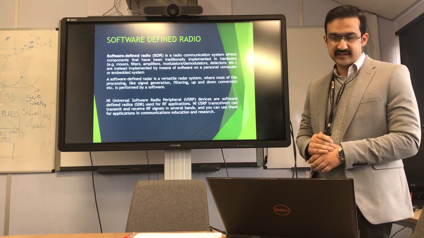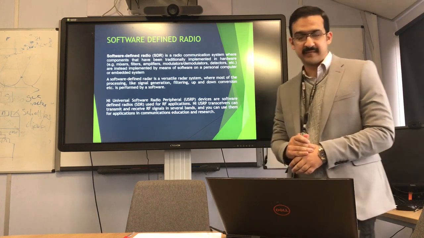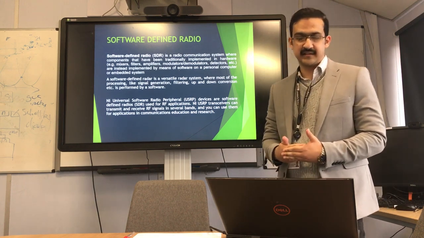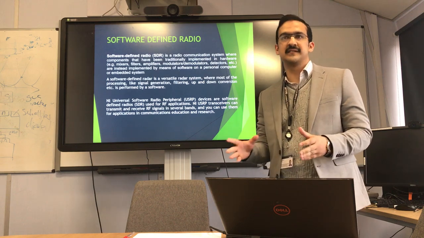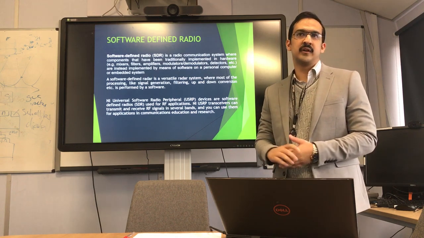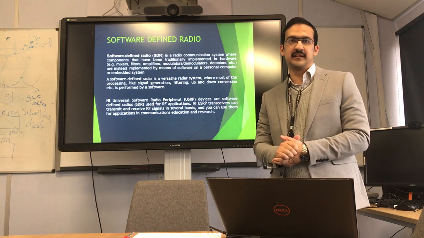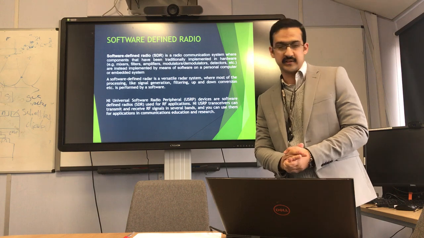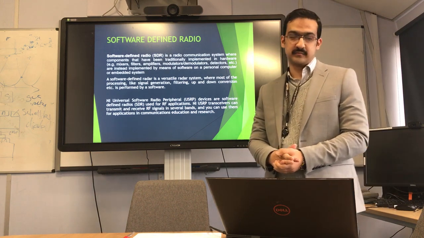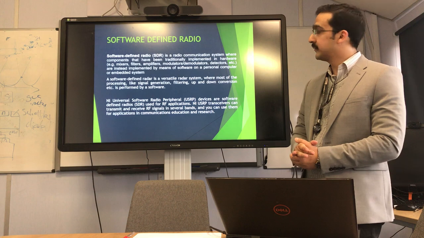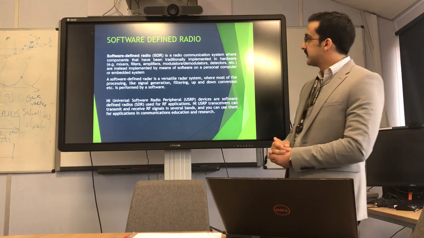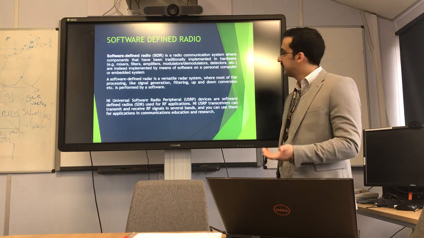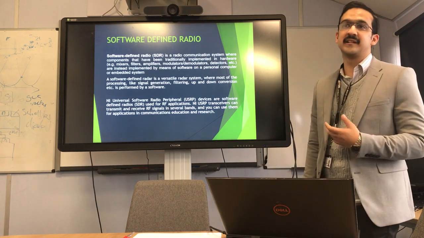So SDR is a radio communication system where the components that have been traditionally implemented in hardware, like the mixers, filters, amplifiers, detectors, all of those things are instead implemented in the software. So a lot of math has been incorporated in the software. So that has made life very easy for designers, not only radar designers, but also especially in the field of communication. So when you implement this SDR technology into radar, it becomes a software-defined radar. So it becomes a very versatile radar system.